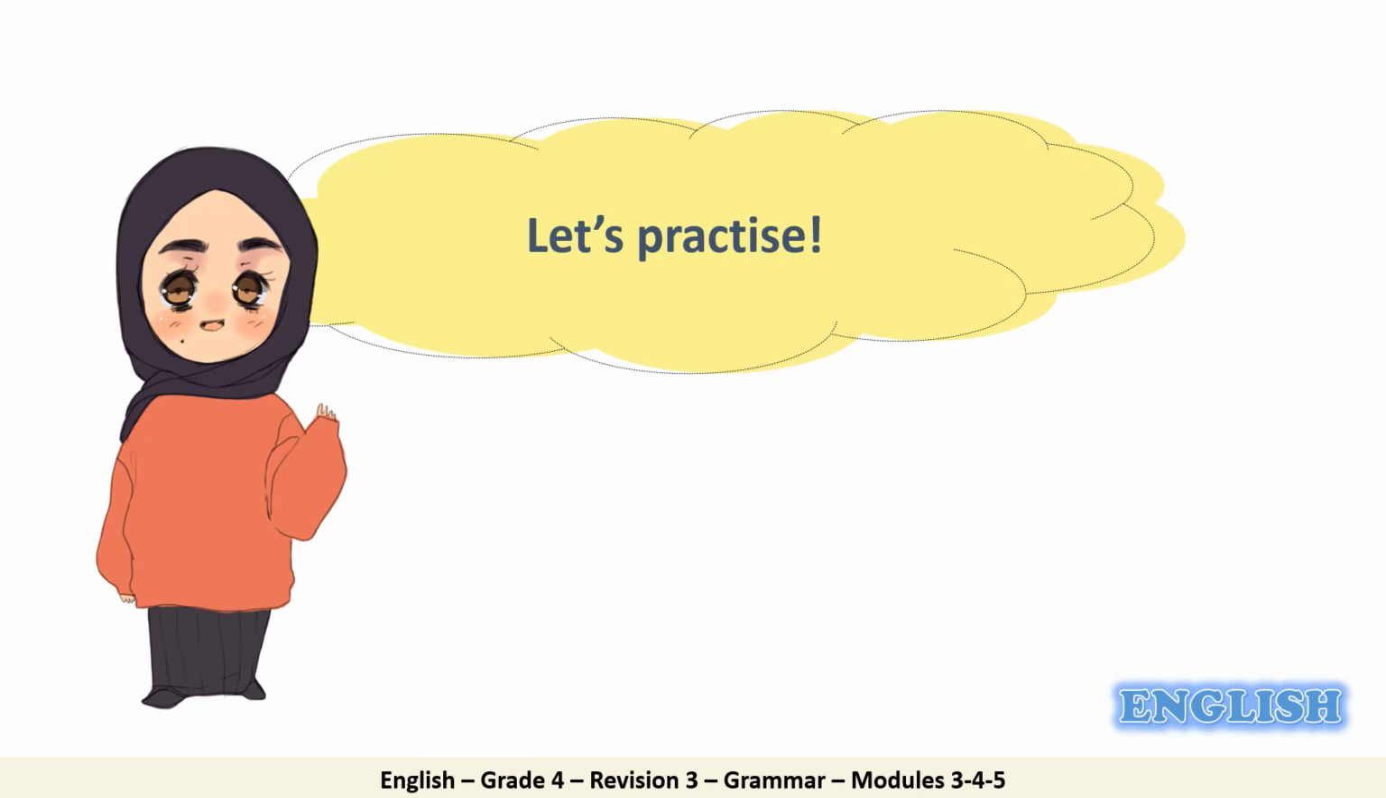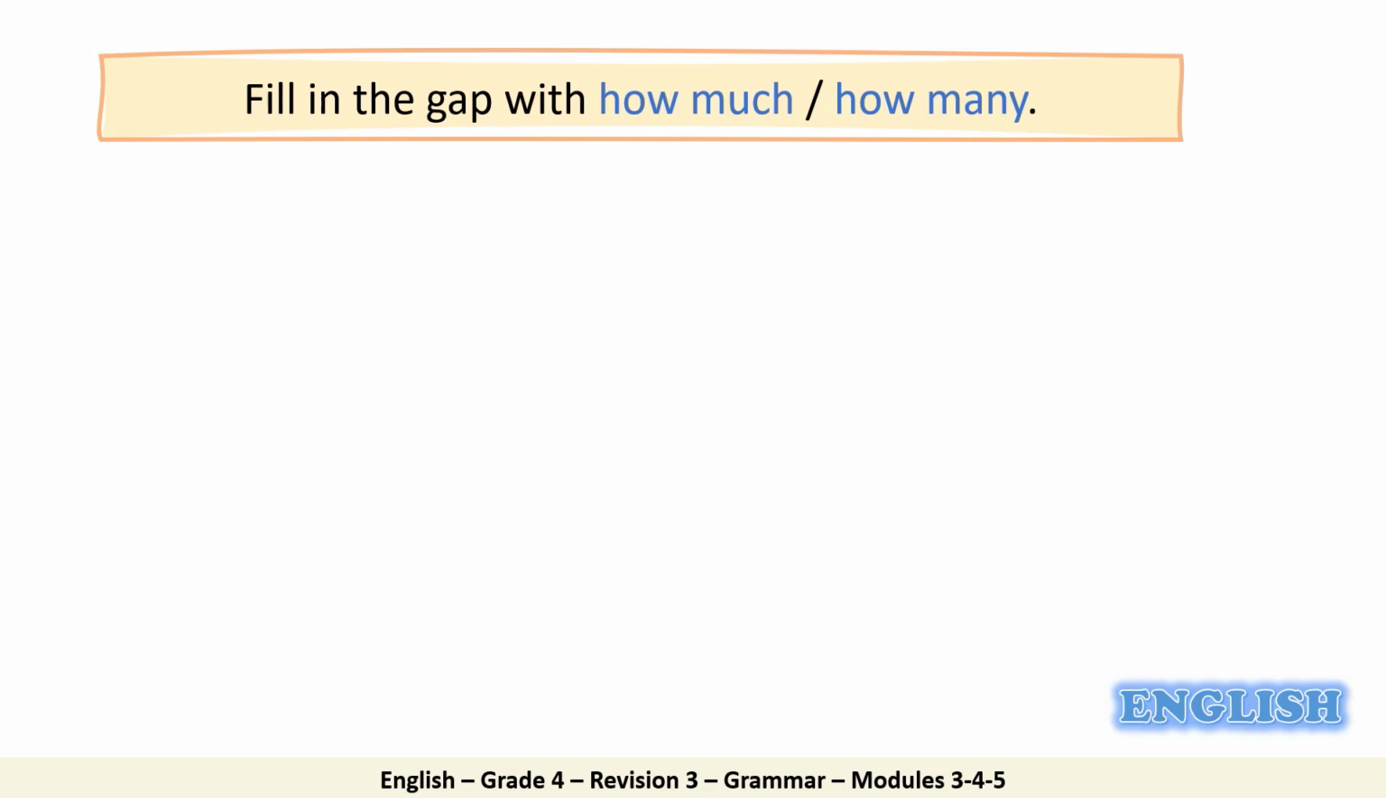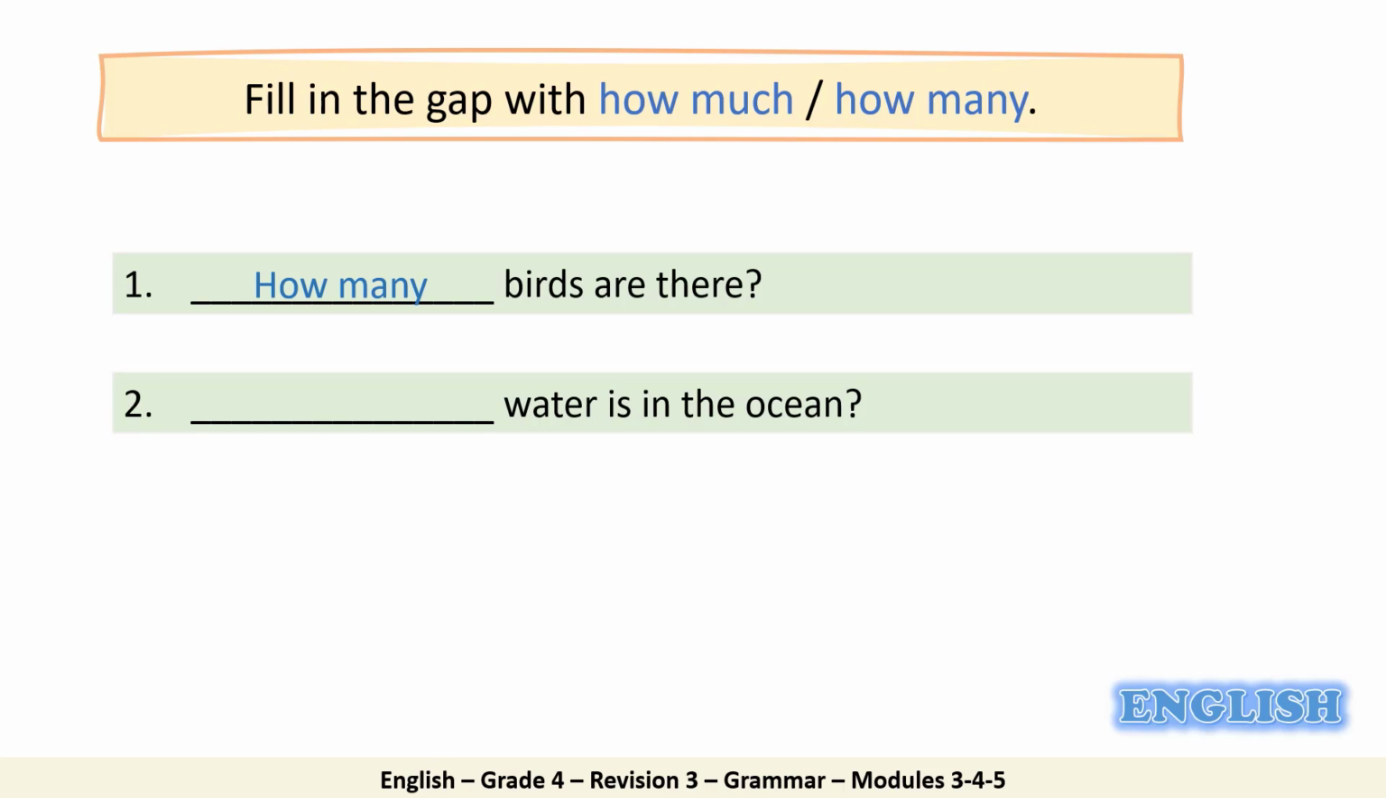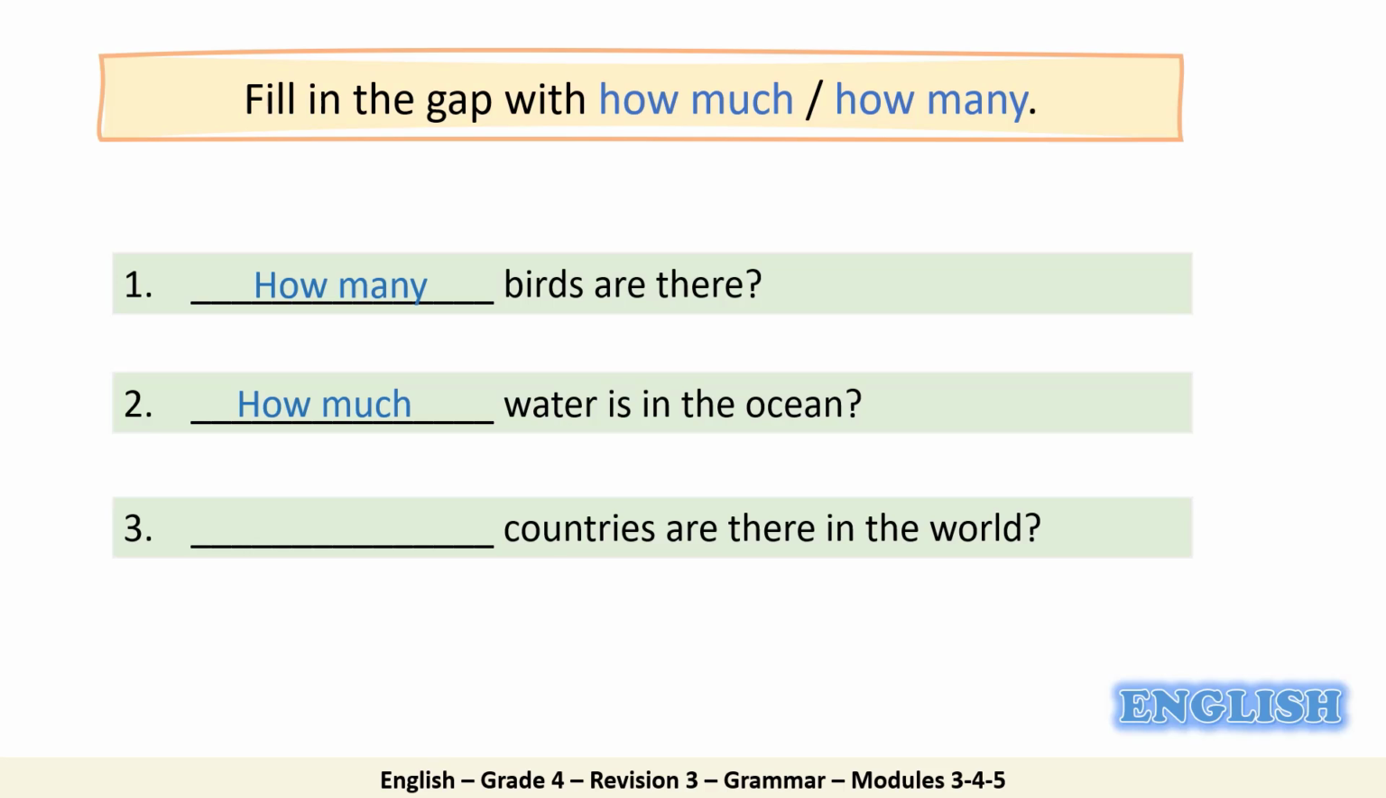It's time for some practice. Fill in the gap with how much or how many. Number 1. Blank birds are there. We would say, how many birds are there? Number 2. Blank water is in the ocean. We would say, how much water is in the ocean? Number 3. Blank countries are there in the world. We would say, how many countries are there in the world?